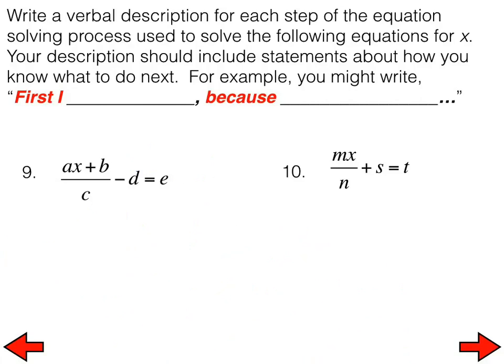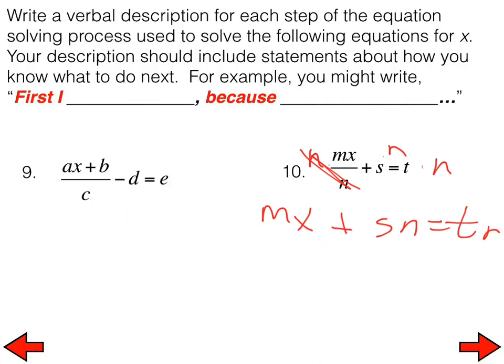All right. Number 10. Really, same kind of things that are happening. You could multiply everything by n first. And in fact, you know what? In this one, that's what I'm going to do. I'm going to multiply everything by the common denominator first. So that gives me mx plus sn equals tn.